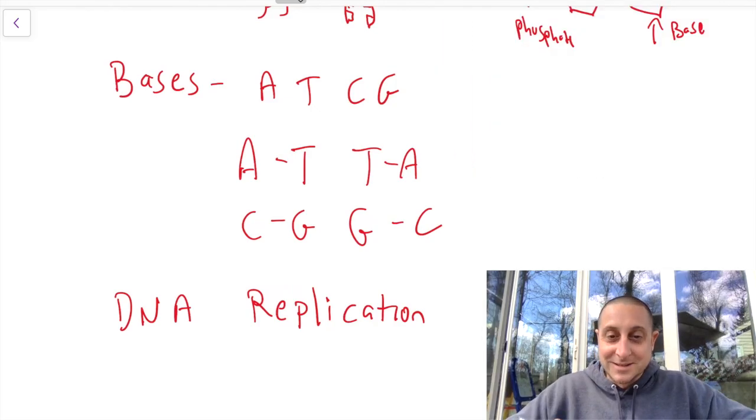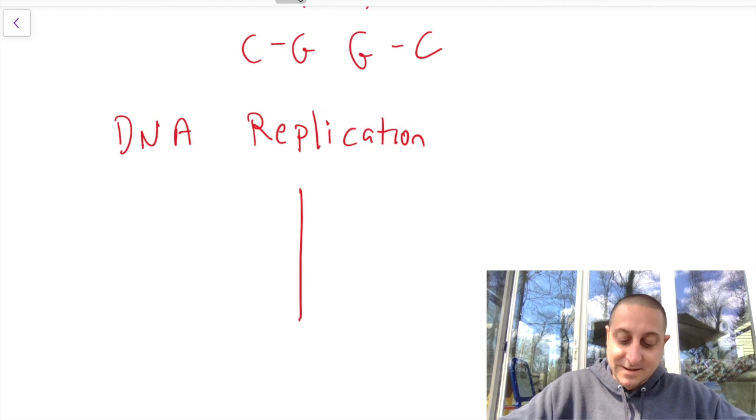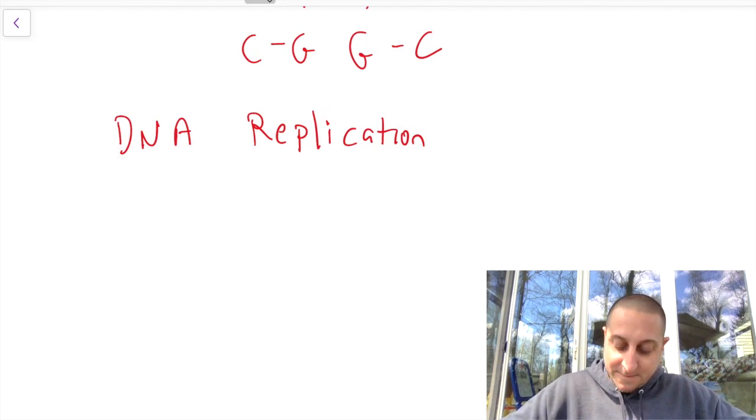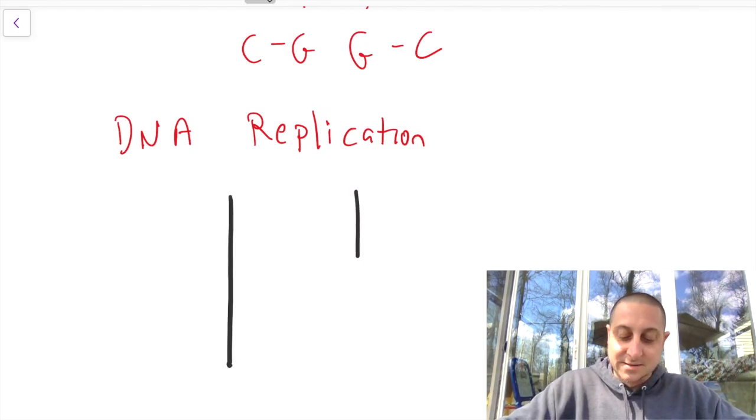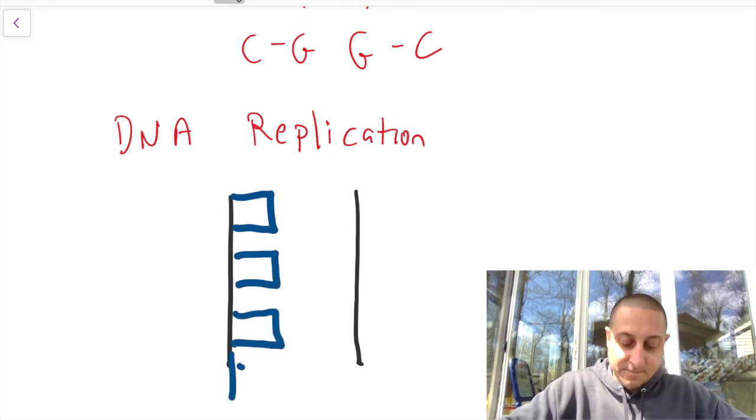But the way it works, there's a process. So let's say we have a nice strand of DNA, and I'm going to use black for my sugar backbone. I'm going to use blue for that base, and we'll just use blue all around. Doesn't matter.